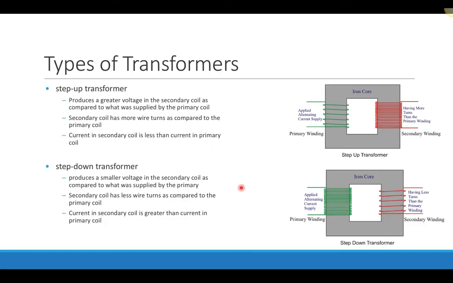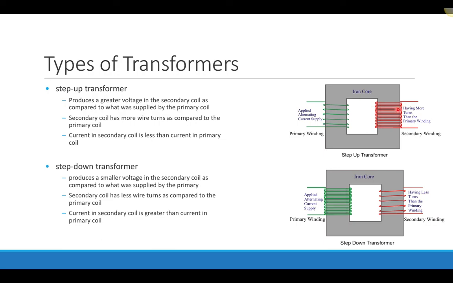It turns out there are two different types of transformers. There's a step-up transformer, which produces a greater voltage in the secondary coil as compared to the primary coil. This is a picture on the right of a step-up transformer. In a step-up transformer, the input voltage, the primary voltage, will be less, and the secondary voltage coming out will be greater than the voltage that was put in.